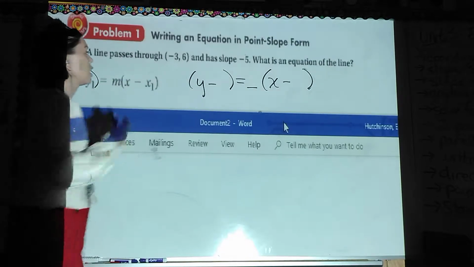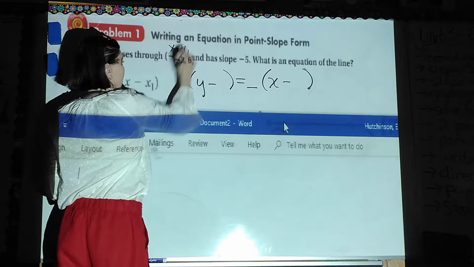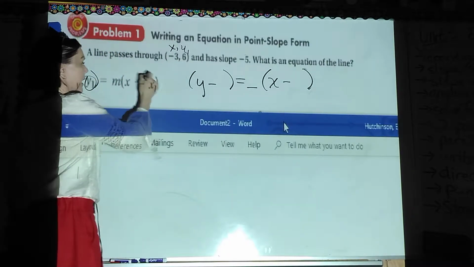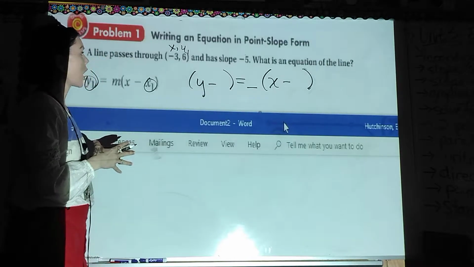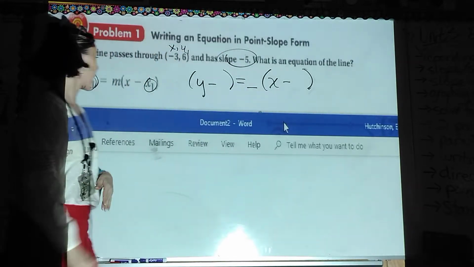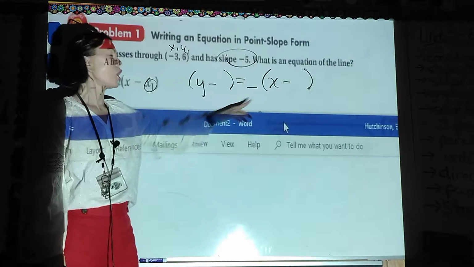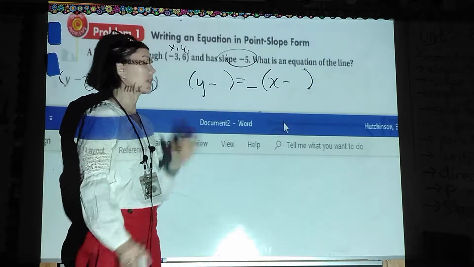Here we are again. You have to label the first point that they give you, x sub 1, y sub 1. Isn't that perfect? Because what's here? Y sub 1 and x sub 1. Pretty simple. And it has a slope of negative 5. And what's here? The m, the slope. What goes here? The slope. So what do you think? We're going to write this equation now. All you have to do is rewrite it with the empties and just plug in the empties.